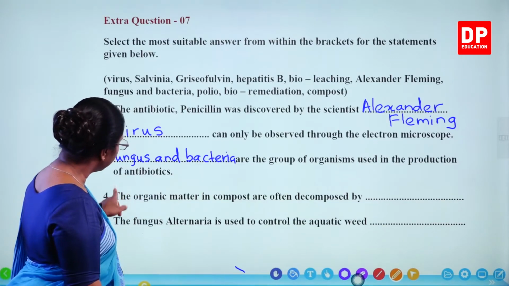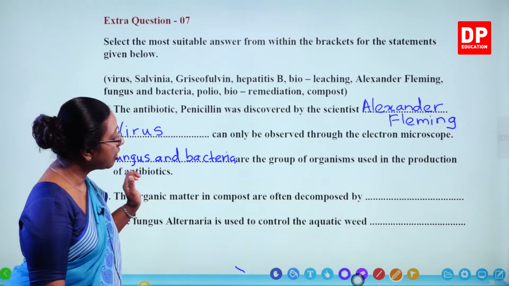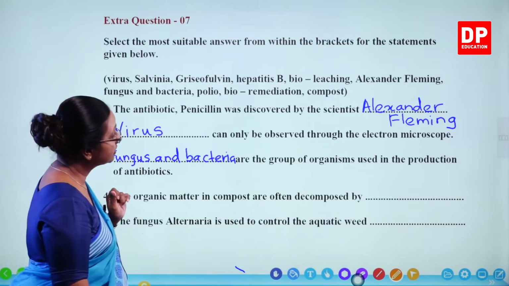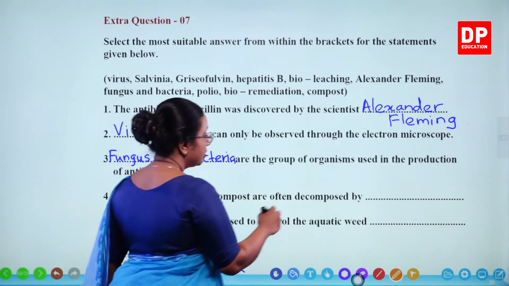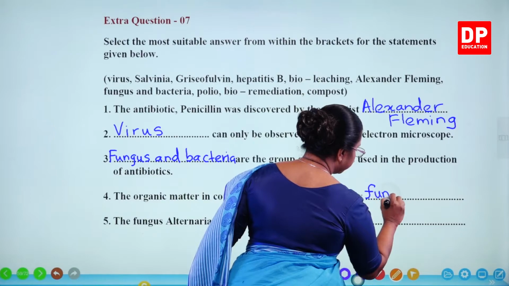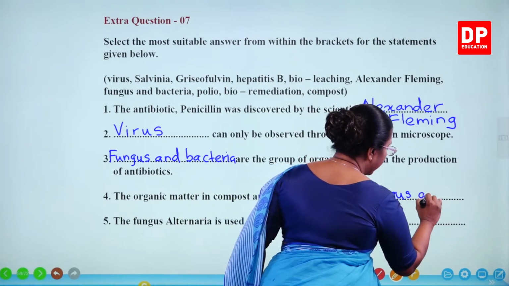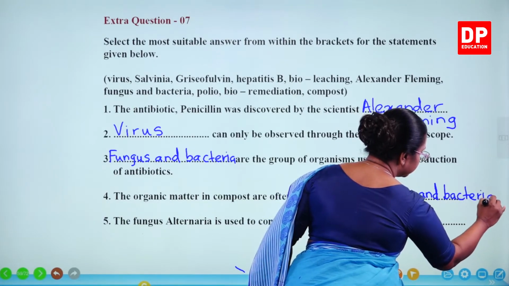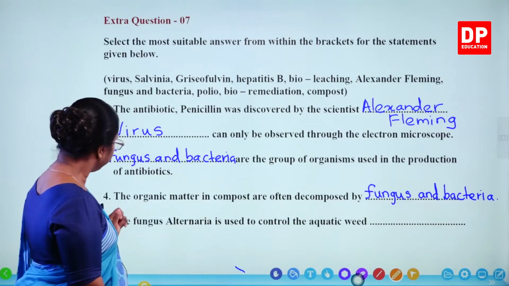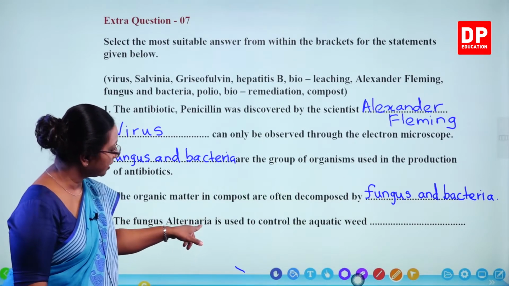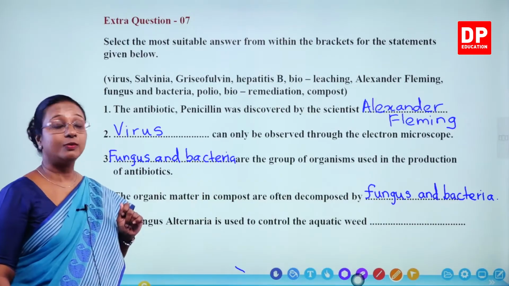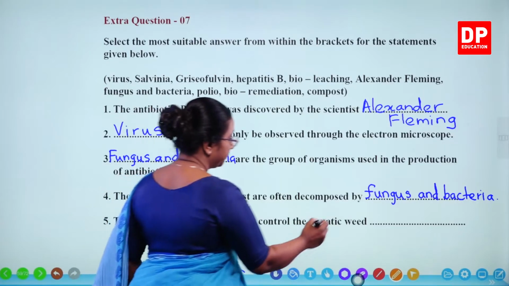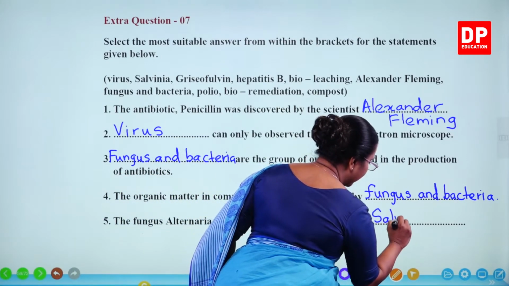Fungus and bacteria are the group of organisms used in the production of antibiotics. Then the fourth one, the organic matter in compost are often decomposed by what? That again by fungus and bacteria. So here also fungus and bacteria. The fifth one, the fungus alternaria is used to control the aquatic weed. What is given here? You know the answer, Salvinia. Aquatic weed, Salvinia.